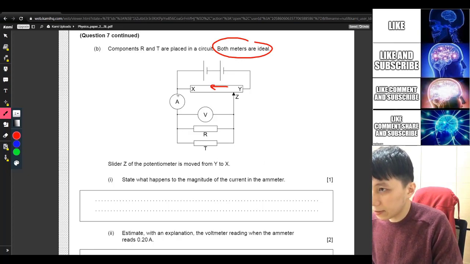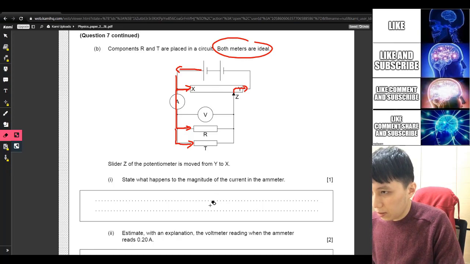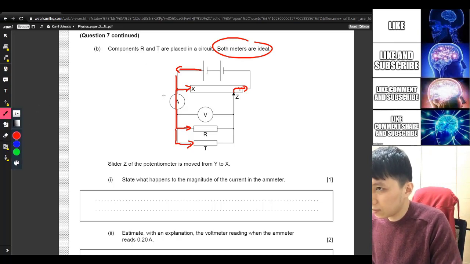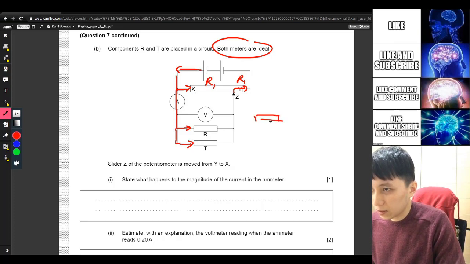Okay, and so this is the current coming out. It will go through here and also go through here and also go through here. Okay, and then they merge. Alright, and so if that is the case, then we would have, say this is R1, this is R2. Alright, if we split XZ and ZY, right, this is what happened for the potentiometer here.